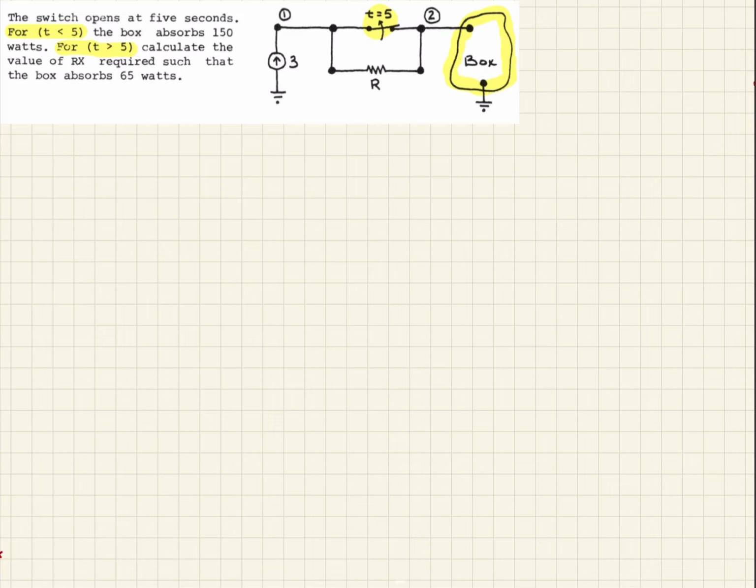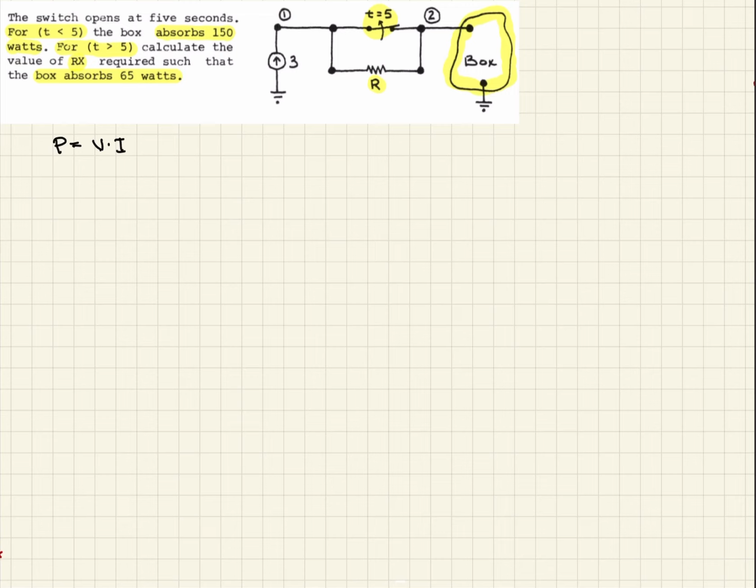And so they're telling us when the switch is closed that our box absorbs 150 watts. But when the switch is open, the box absorbs 65 watts. So, we need to calculate what value of Rx is required for the 65 watts. So we recall when we talk about power then that is voltage times current.